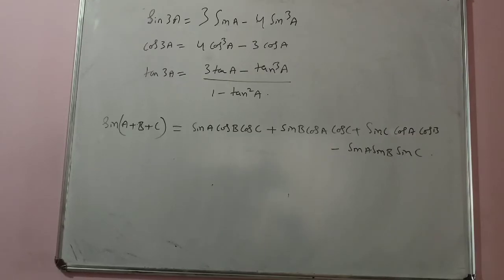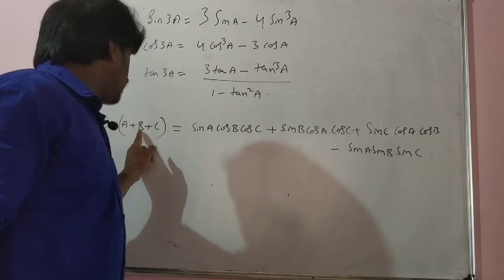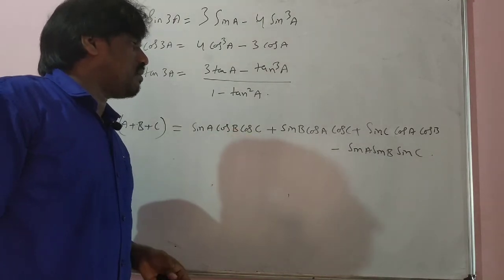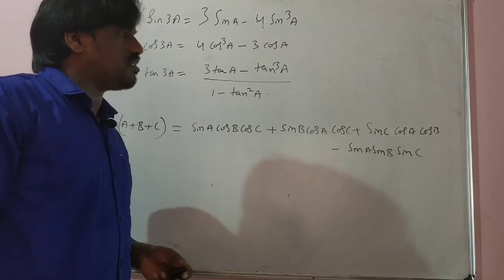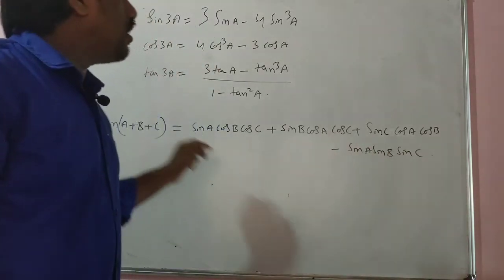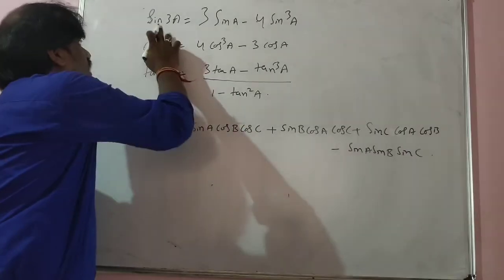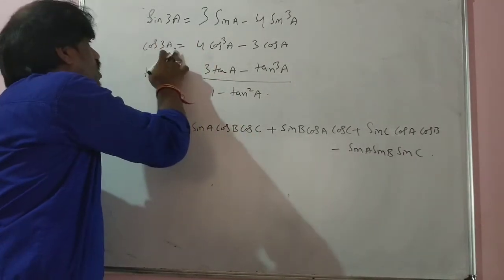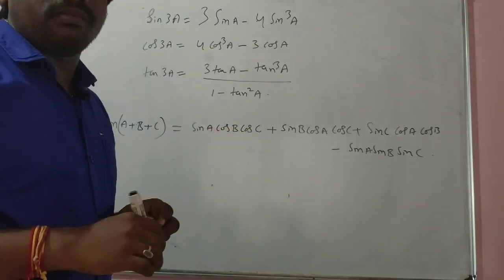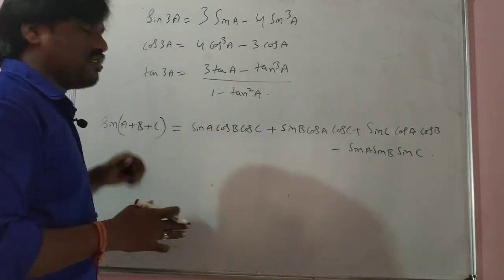We are going to end up this topic today. So sin of a plus b plus c is equal to sin a cos b cos c plus sin b cos a cos c plus cos c cos a cos b minus sin a sin b sin c. This is the formula. By this we can find the sin 3a formula, cos 3a formula, tan 3a formula. So we are ending these problems on the extended compound angles today.